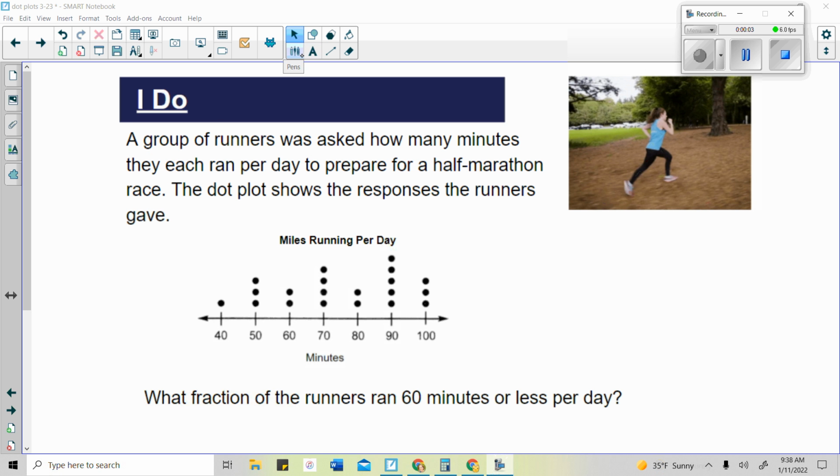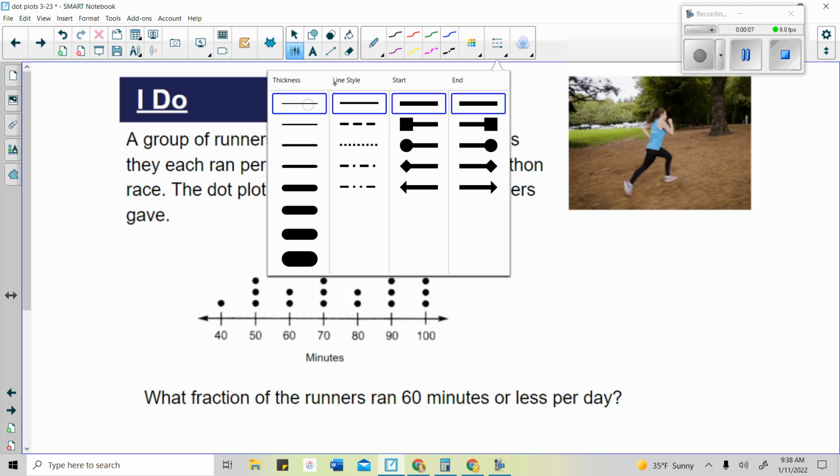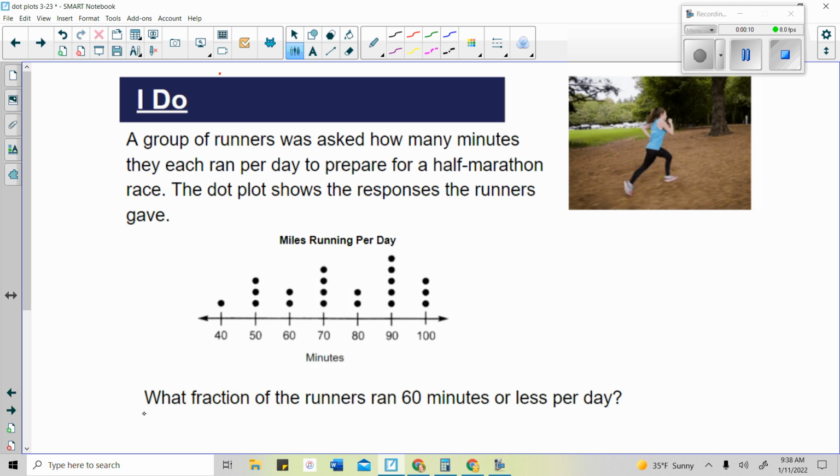Okay, I'm going to demonstrate how to solve a dot plot problem that is asking what fraction of something. A group of runners was asked how many minutes they each ran per day to prepare for a half marathon race. The dot plot shows the responses the runners gave. What fraction of the runners ran 60 minutes or less per day?